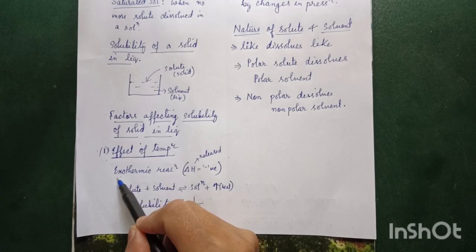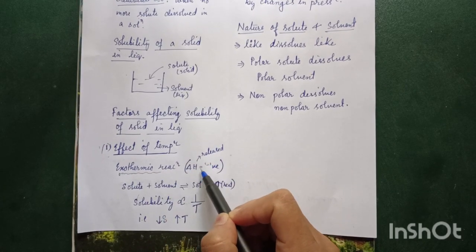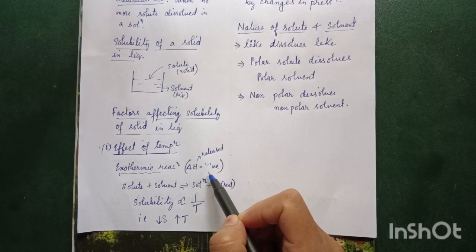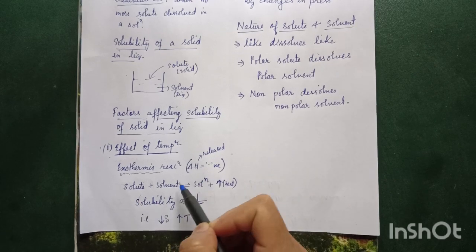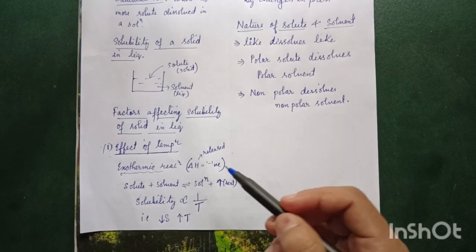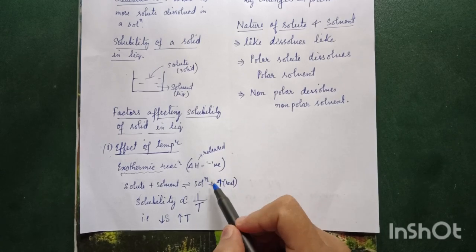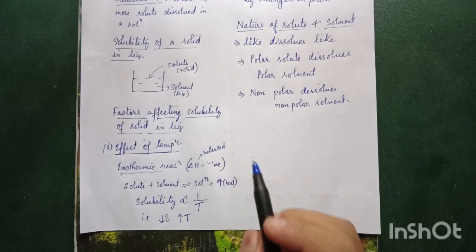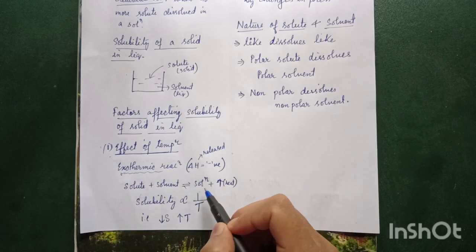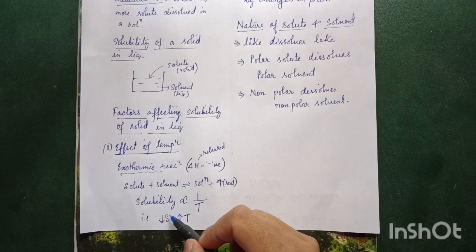Now let us consider the reaction is exothermic. That means heat is released. Heat is released means delta H is negative. So solid plus solvent, we have made a solution here. Since we have considered exothermic, heat is released. So if the reaction is exothermic, with the increase of temperature, the solubility will decrease. So if exothermic, then solubility and temperature are inversely proportional. As temperature increases, solubility will decrease.